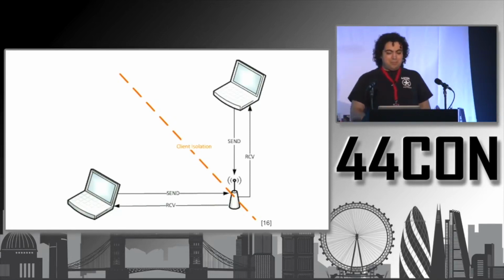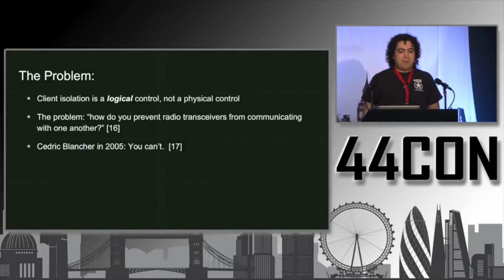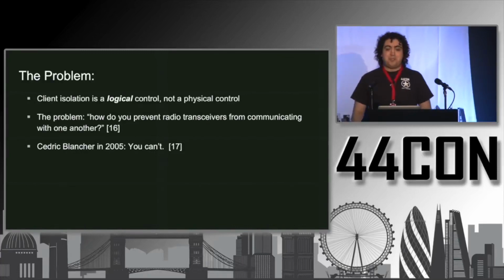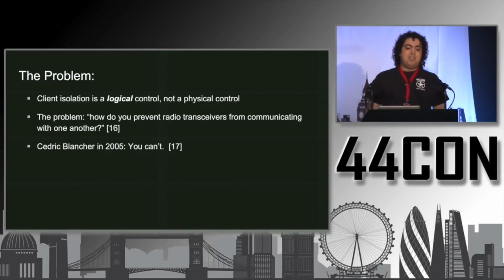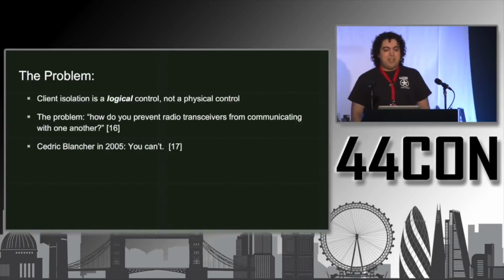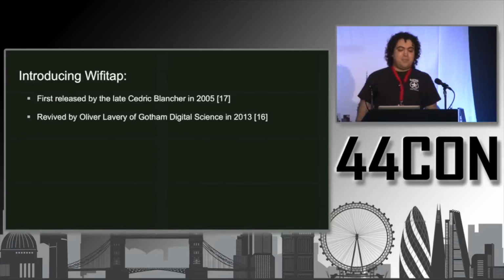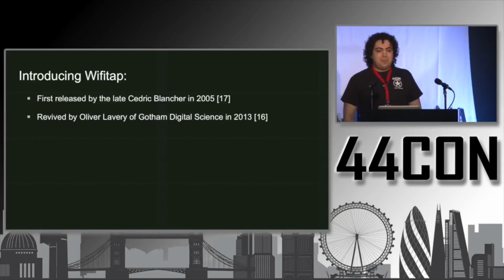But the problem is that when we're talking about a wireless network, client isolation is a logical control. It's not a physical control. The question is, how do you prevent radio transceivers from communicating with one another? A really awesome researcher, he's no longer with us, unfortunately, but back in 2005, Cedric Blanchard, his answer to this question was, well, you can't. And he developed this tool called EAP-TTLS that kind of allows you to bypass client isolation.